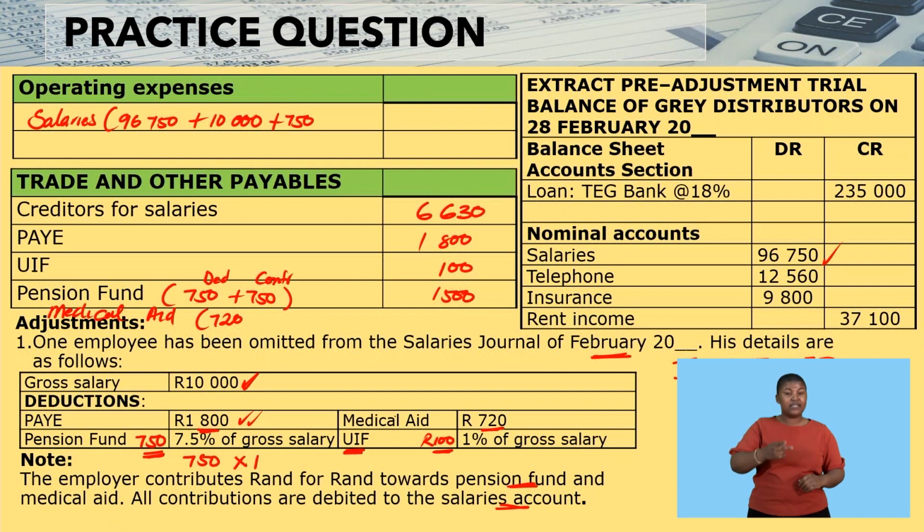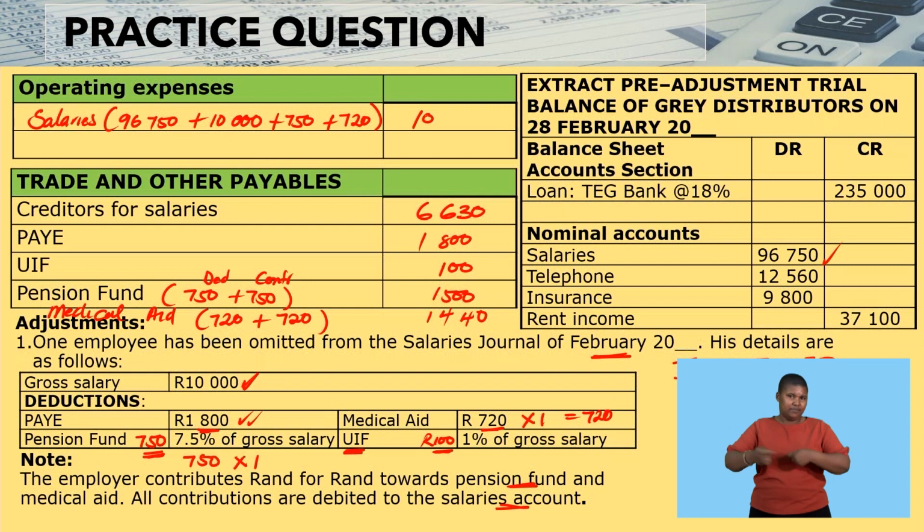And then lastly, medical aid, rand for rand. My medical aid was 720. I multiply that by 1, which gives me 720. So I'll say plus 720, and I'll also come to my medical aid and say plus 720. That will give me 1,440 over there. Then I'll close this one now in my statement of comprehensive income.